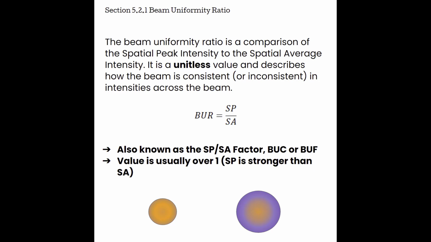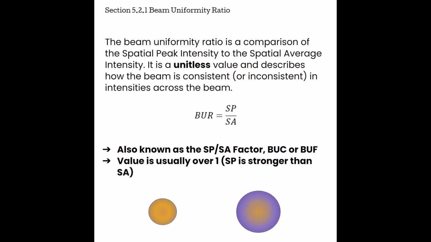That one's going to have an SPSA factor much closer to 1 because the spatial peak is going to be much more similar to the spatial average. Compare that then to the purple and orange circle on the right, where we have an intense center, which would be our spatial peak. And then our spatial average is actually going to have to take into account a lot more of that purple weaker area, and we're going to have a bigger discrepancy.